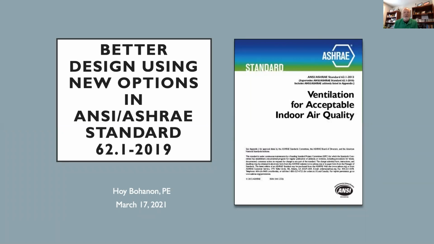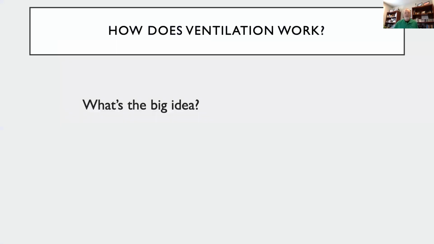And part of, I think, what we put out there as an idea for the slide or the topic was better design using new options in ASHRAE Standard 62.1 2019. So what I always start with is some background, right? Why are we doing this? So the question is, how does ventilation work? What's the big idea? What do we want to do? So again, when we're all in the room, somebody says, oh, well, we want to bring in outdoor air, right? That's the big idea. We want to bring in outdoor air, that's what ventilation is.